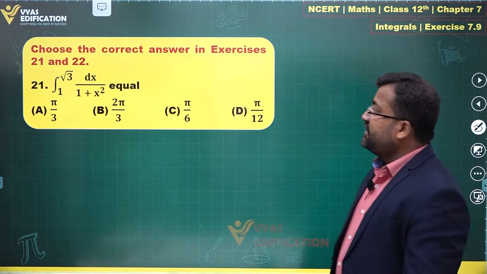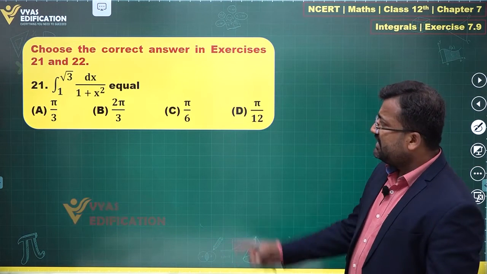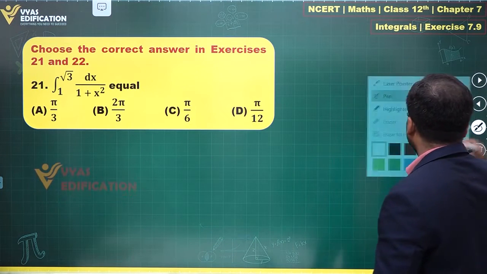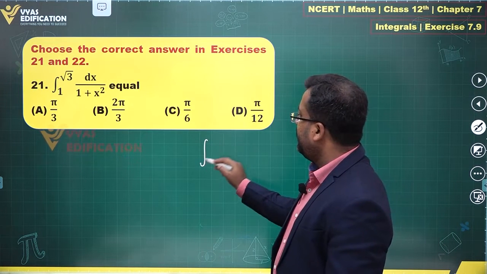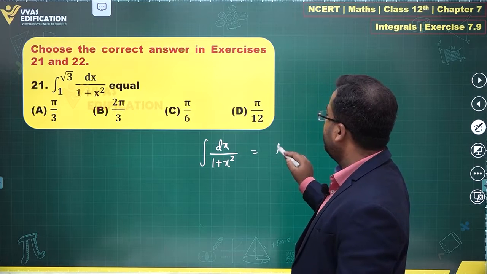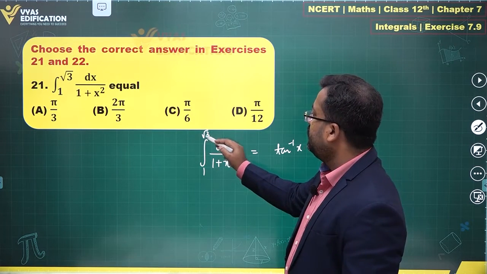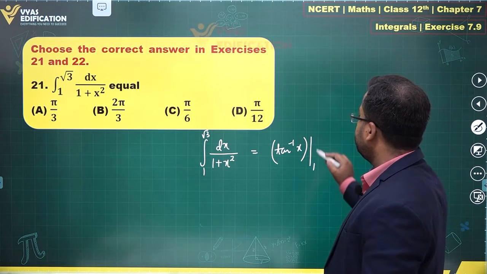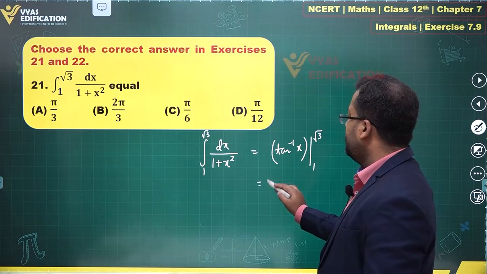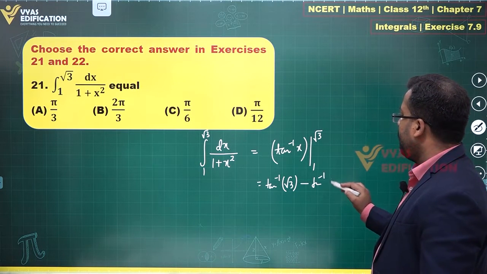The 21st question says integral from 1 to root 3 dx upon 1 plus x square. How do we find that? So that integral is not at all difficult. We know that the integral of dx upon 1 plus x square is actually tan inverse x, right? If there are limits 1 to root 3, then this integral will be from limits this to this. So this becomes tan inverse root 3 minus tan inverse 1.